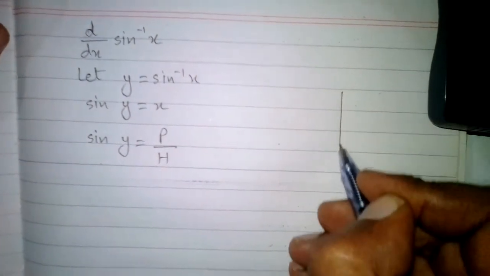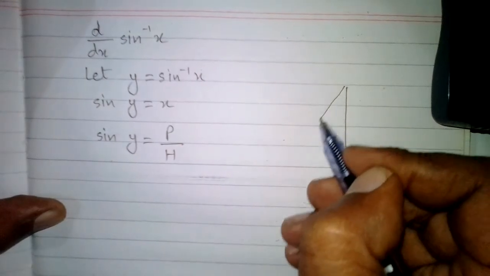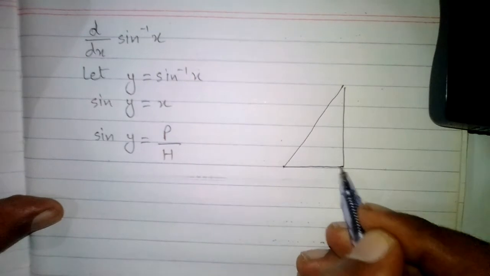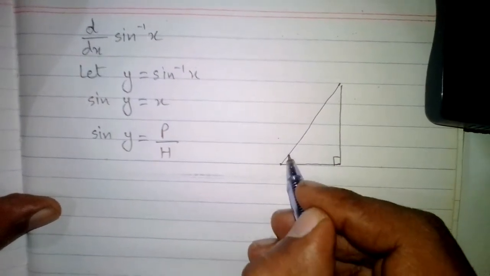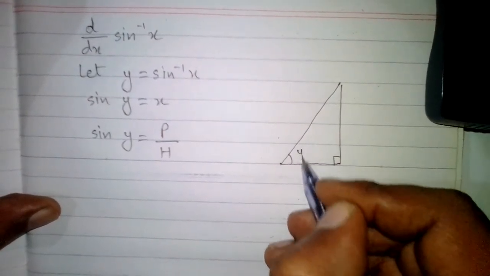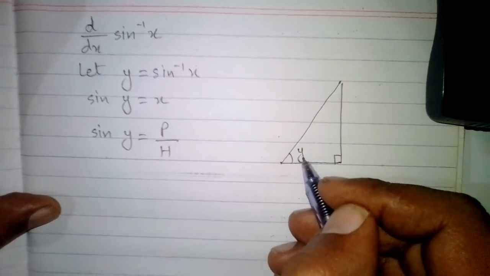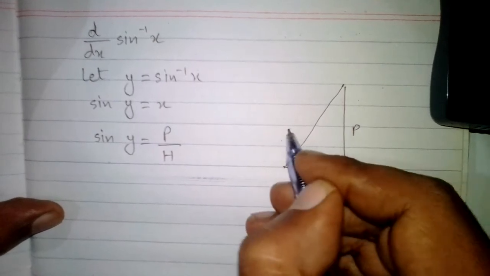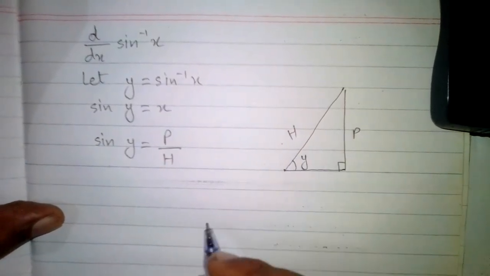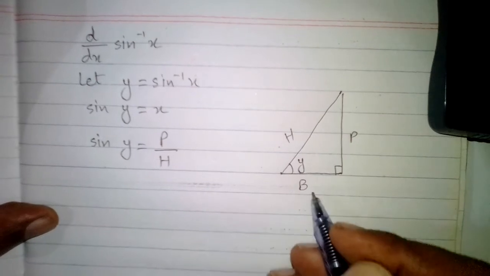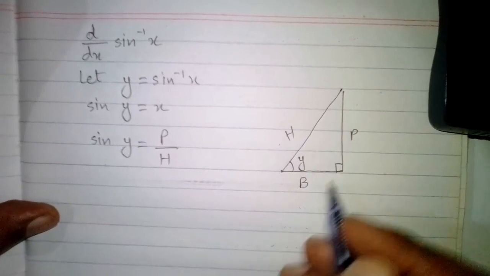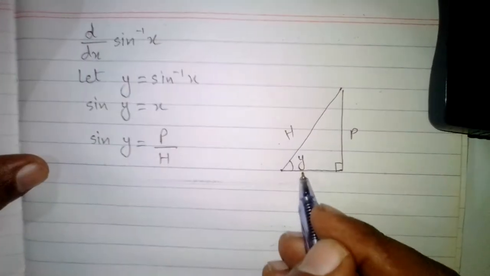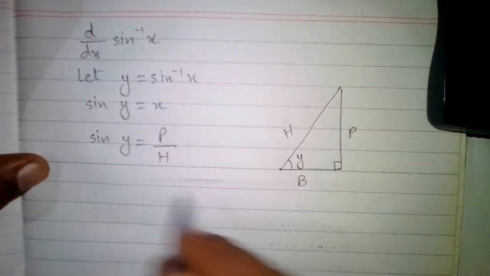So we can draw a right angle triangle in which this angle is y and the side opposite to angle y is perpendicular and the side opposite to right angle is hypotenuse, and this side, which is included side of y and 90, is base. This is also called adjacent side.